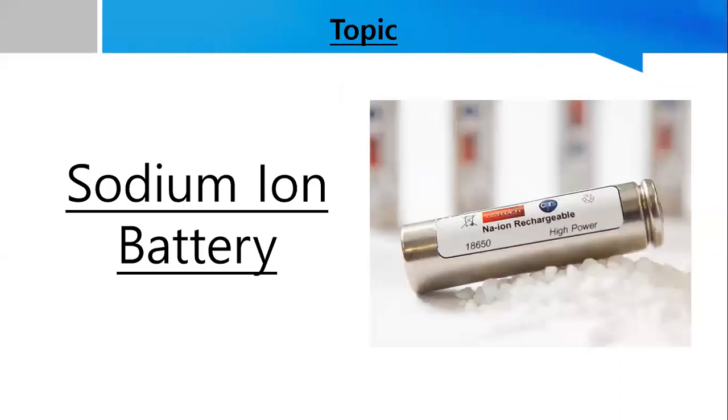The topic of today's presentation is sodium ion battery. So we will discuss the sodium ion battery in detail. Moving towards the next slide.